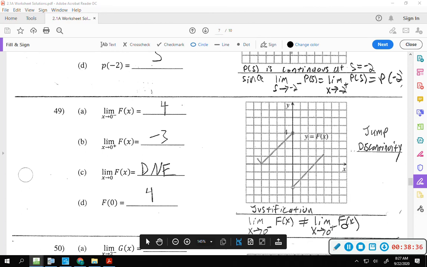F at 0 is defined to be 4. It's solid here, open here. It cannot be closed on both, otherwise it's not a function. So f at 0 is 4. This is another example of a jump discontinuity.